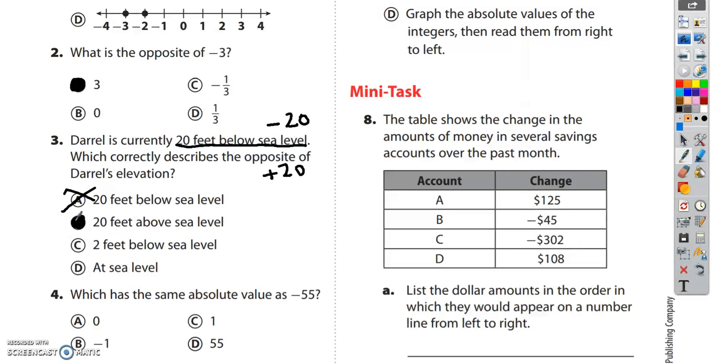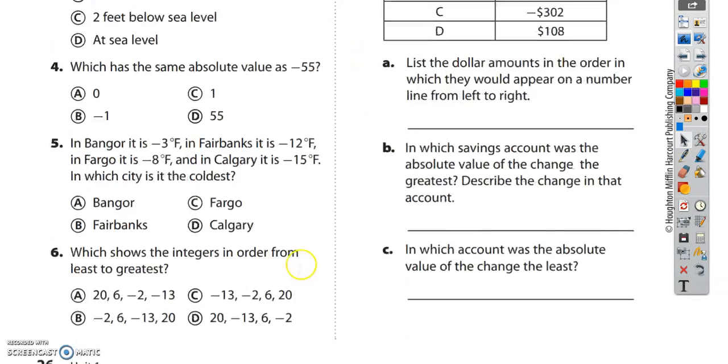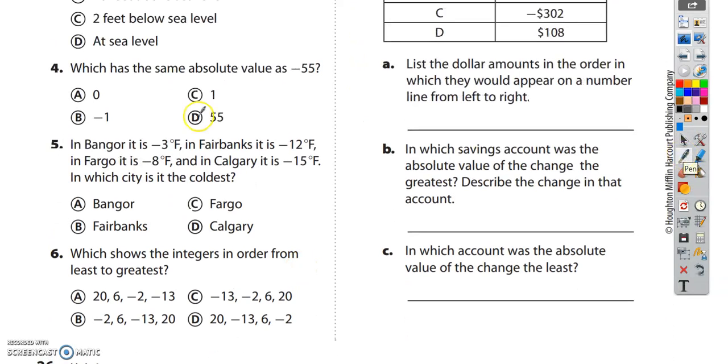Which has the same absolute value as -55? So I'm going to just write this out. The absolute value of -55 is its distance from 0. -55 is 55 spaces from 0. On the opposite side of that number line, the number that would be 55 spaces from 0 would be +55. We've talked about how sometimes absolute values and opposites are the same thing. Sometimes they're not. But in this case, the answer is D, 55.